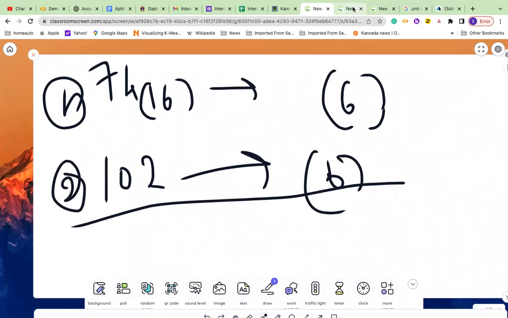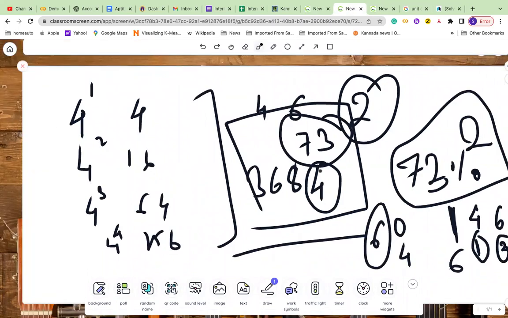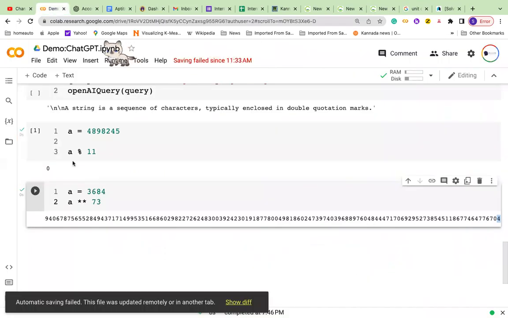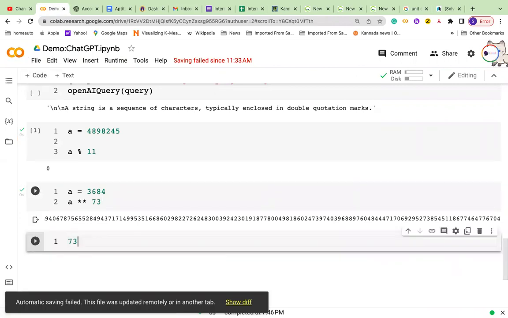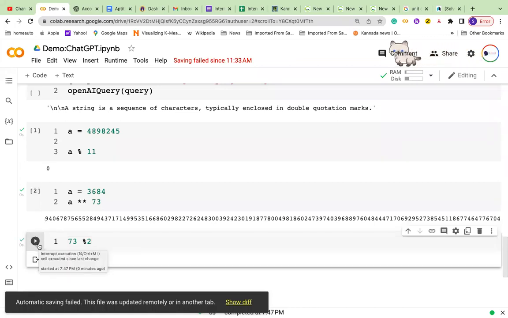3684, 73, correct? Okay. So instead of 4, I got 6. So I would have got 6 or 4. 73 modulus 2 is 1, correct? I got 1. So 1 means it is 4, and 0 means it is 6. So the cycle is actually: 1 means 4, 0 means 6. So there is a mistake from my side. Any question here? Did you understand this?